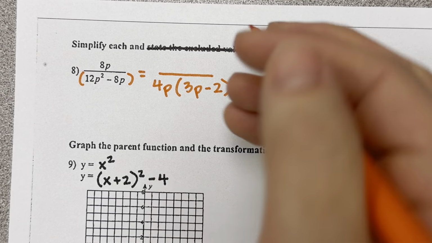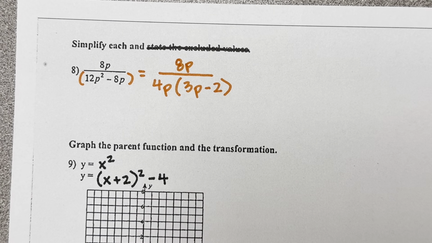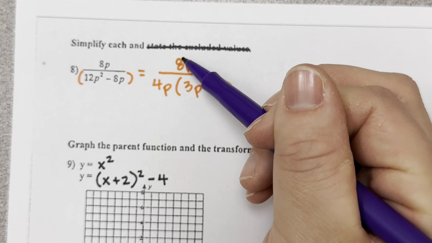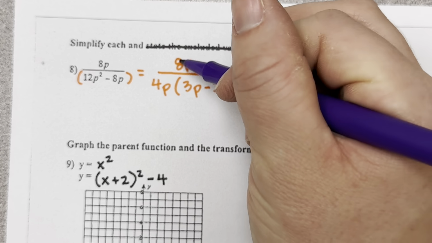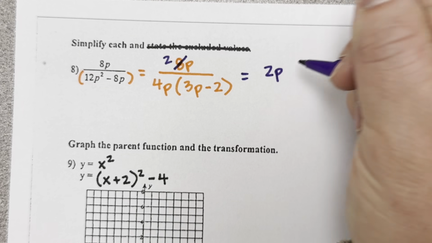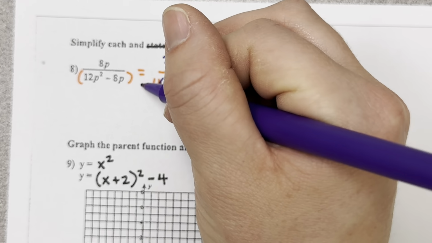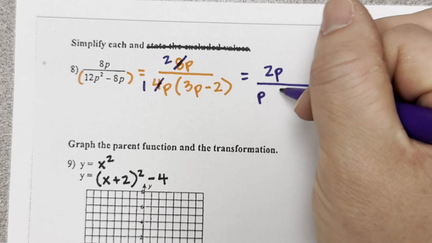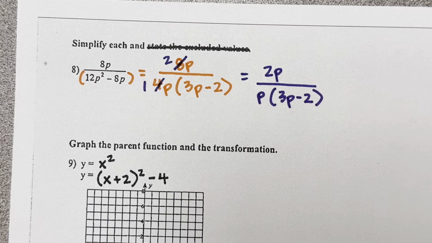Okay, so there's my denominator. My numerator stays 8p. Now I can see some pieces that can reduce. The first thing I see is that 8 and 4 can both be divided by 4. So 8 divided by 4 would give me 2p, and 4 divided by 4 would give me 1. So 1p. And then my 3p minus 2 doesn't match with anything.